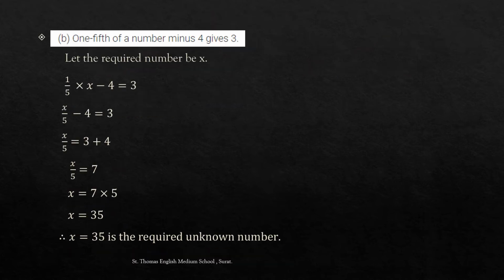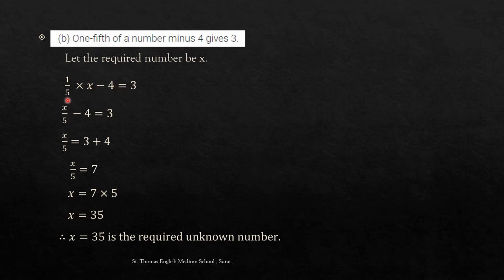Question number B. 1/5 of a number minus 4 gives 3. So let the required number be x. You can take any variable: y, a, b, c. Okay. Now 1/5. What is the meaning of this? 1 by 5 of a number. That means multiply by x, minus 4. So minus means subtraction sign. 4 is equal to 3.